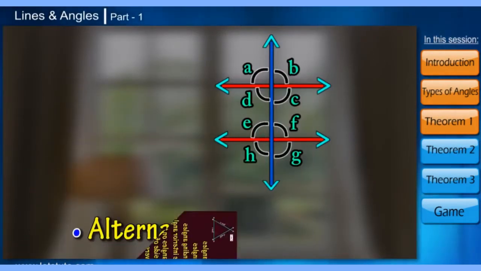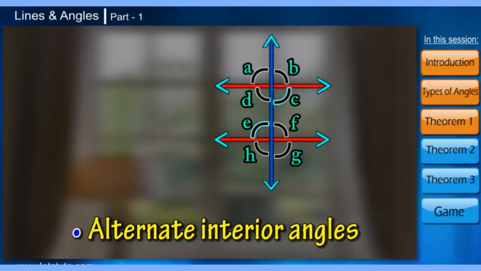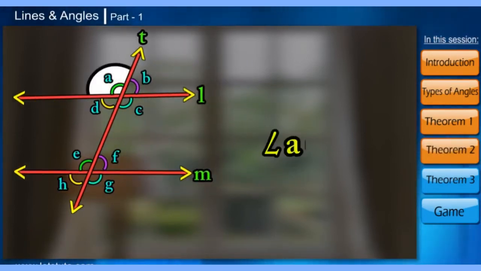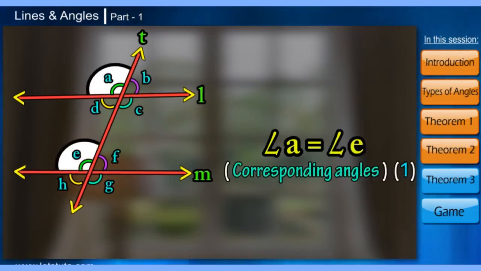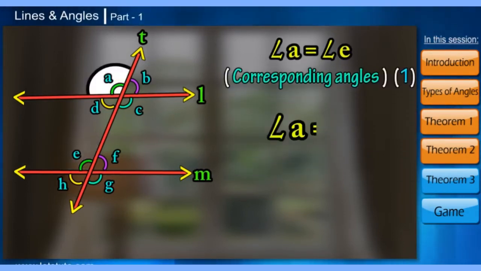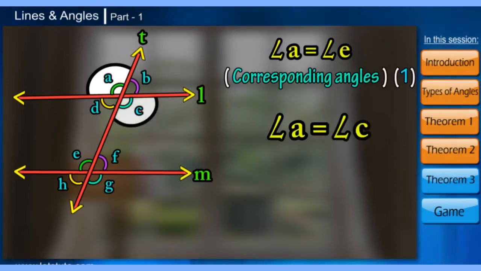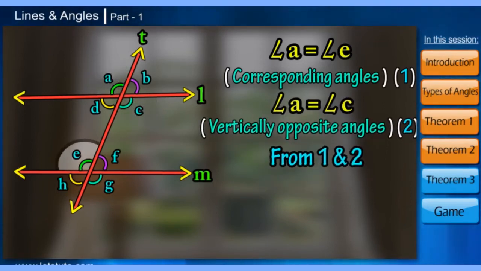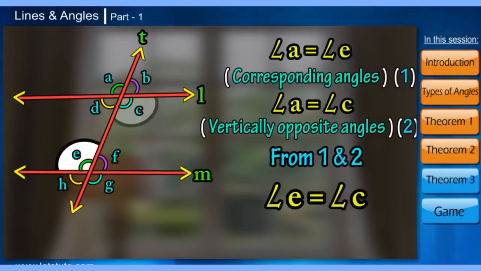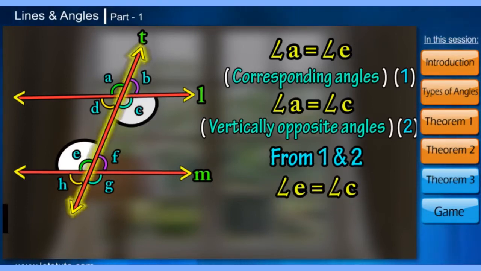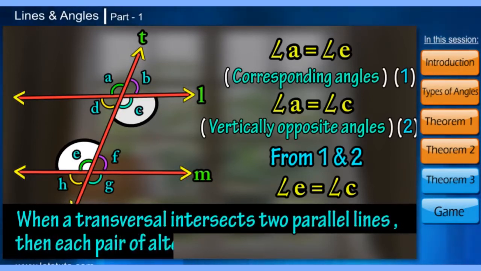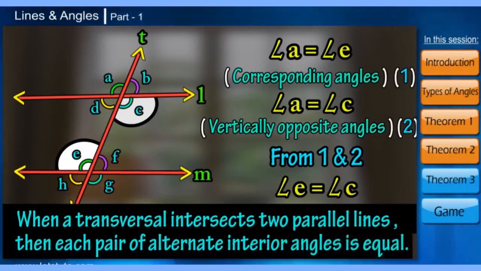Let's have a look at the alternate interior angles also. What do you think? Can they be equal too? We can prove it in just two simple steps. We know that angle A will be equal to angle E because they are corresponding angles. But angle A will also be equal to angle C because they are vertically opposite angles. So, from 1 and 2, we can say that angle E will be equal to angle C. So, here we can conclude that if a transversal intersects two parallel lines, then each pair of alternate interior angles is equal.